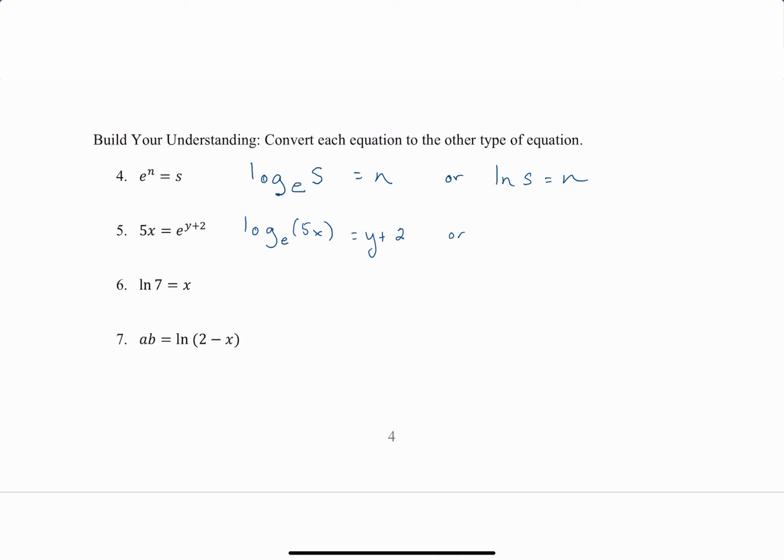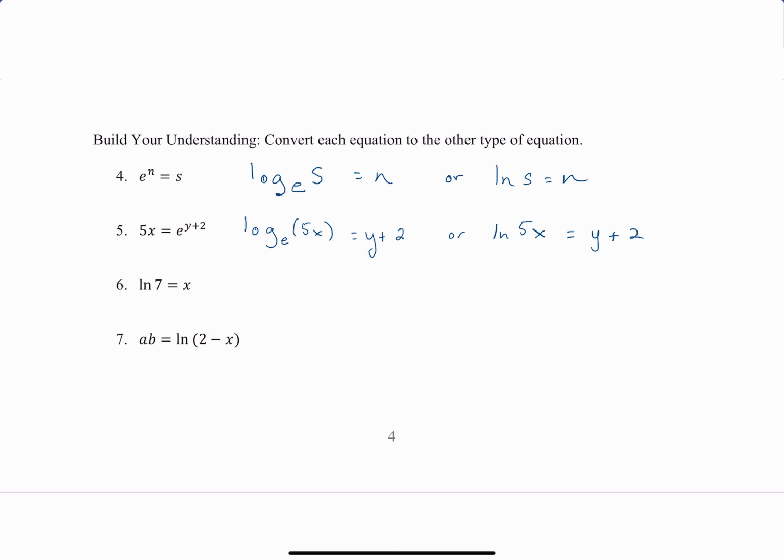And this would often be written ln of 5x. The parentheses are actually optional here. Equals y plus 2. When parentheses are not optional, so if you're taking the log of just a single term, like 5 times x, you don't need the parentheses. It's understood that you mean the log of 5x.